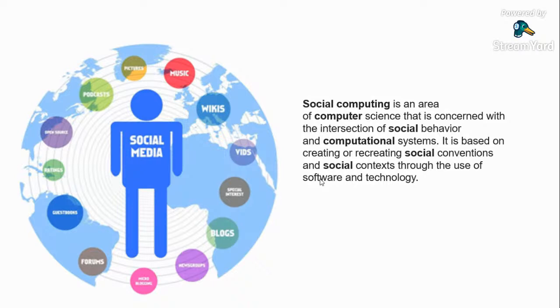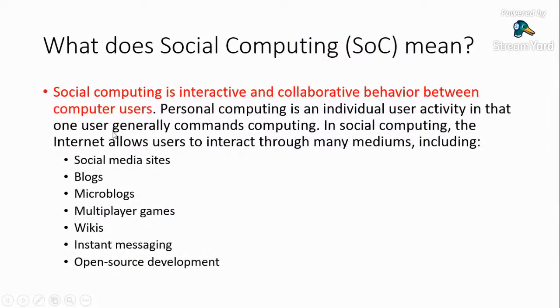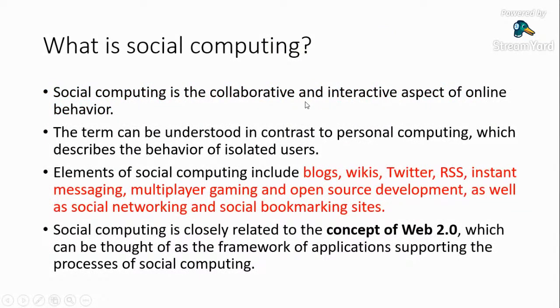And for that, various apps, platforms, and social avenues, or digital avenues, are available. Yeah. So what is this? What we say social computing is the collaborative and interactive aspect of online behavior. This term is in contrast to personal computing. There is something called personal computing, and there is something called social computing. So it is very important to understand.